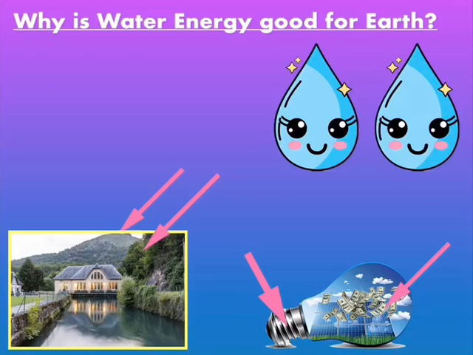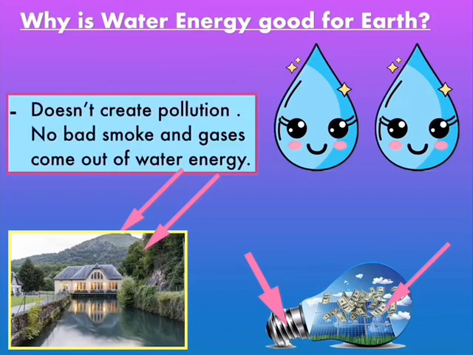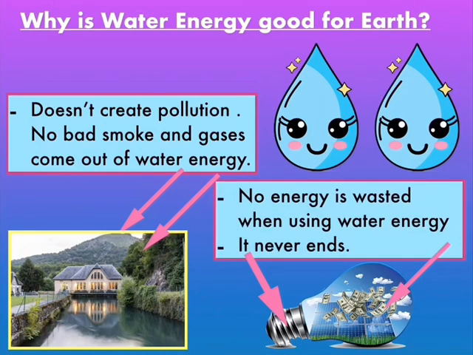Why is water energy good for Earth? It doesn't create pollution, and that means there are no bad smoke or gases coming out of water energy. No energy is wasted when using water energy, and it never ends.